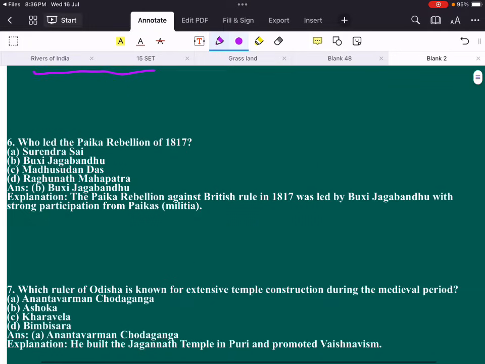Who led the Paika rebellion in 1817? That is Bakshi Jagabandhu. Option B is the correct answer. The Paika rebellion against British rule in 1817 was led by Bakshi Jagabandhu with strong participation from Paikas.